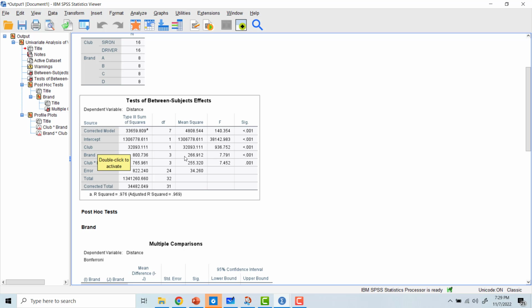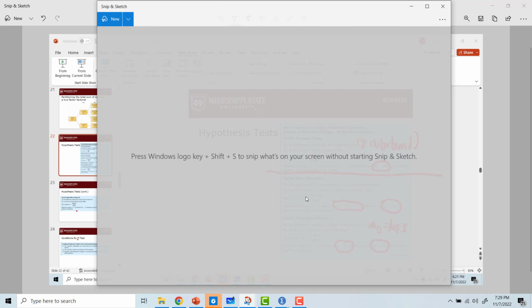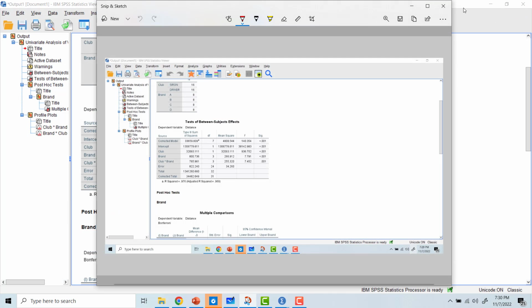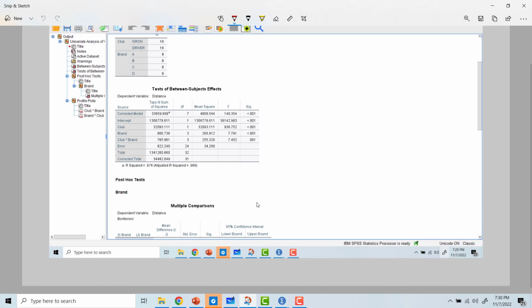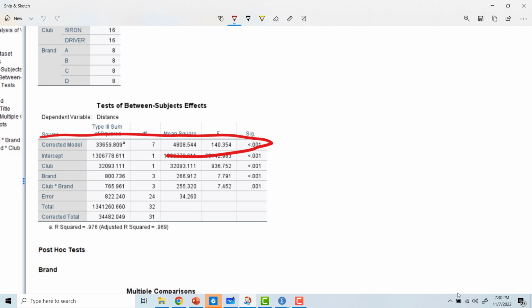Now we could actually just quickly get a snippet of this. So let's go full screen snip. Get rid of our old one. Let's get that, and let's zoom in a little bit. And let's just have a few annotations. So you can see here the degrees of freedom. This line here is the overall model. See, we have the 8 means.